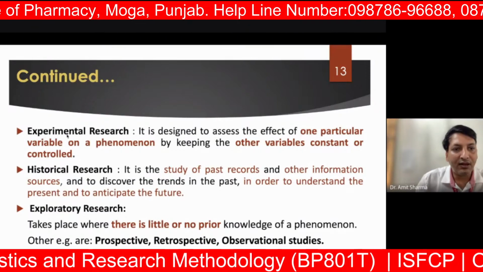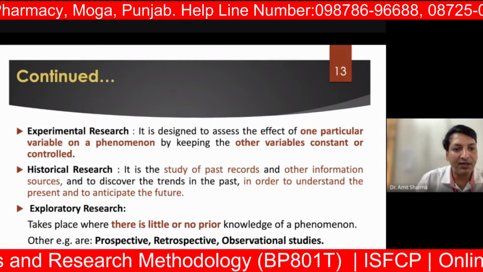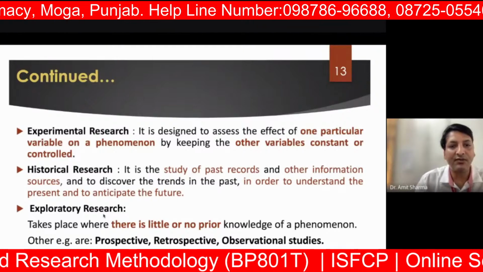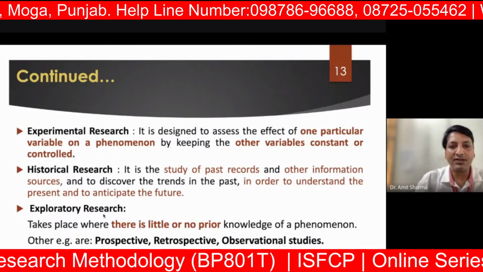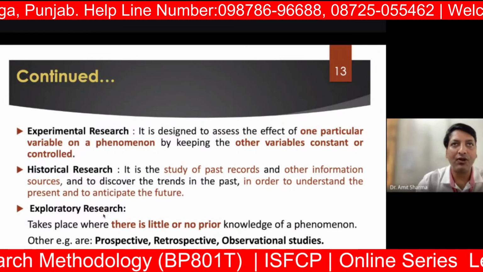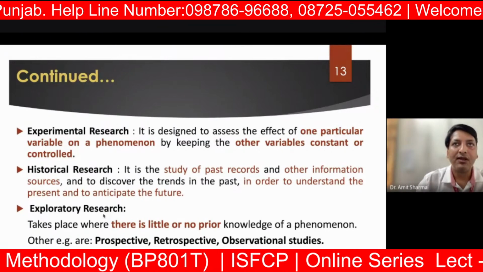Experimental research is another one, then historical research and exploratory. These are the three. After that, I will not discuss much more. So like this, if you go through the literature, you are going to find different types of research.